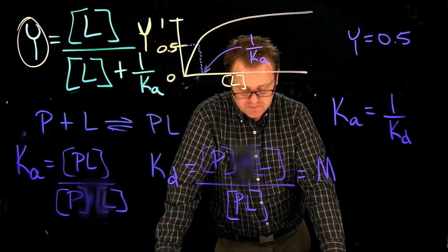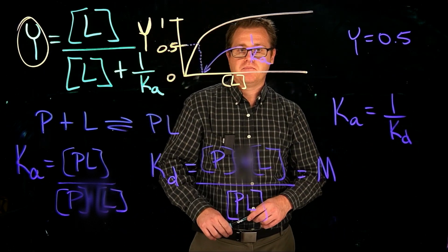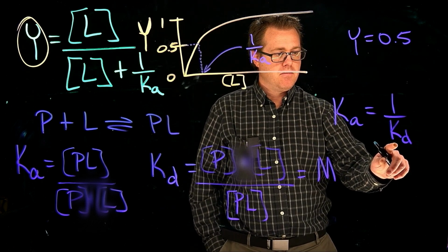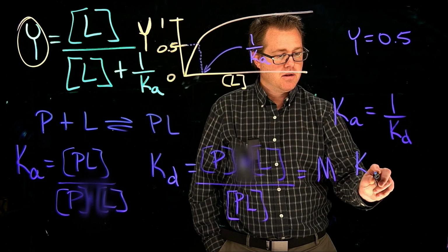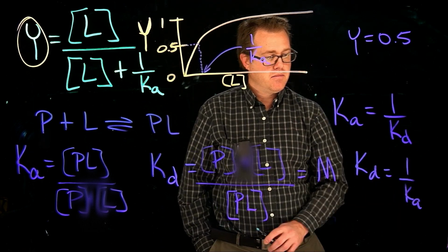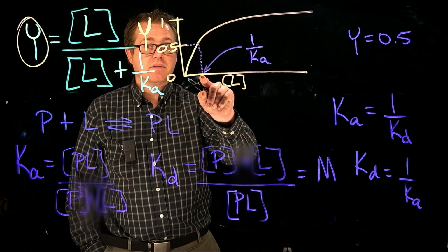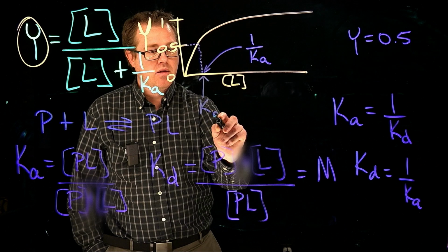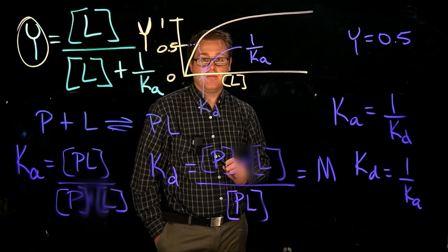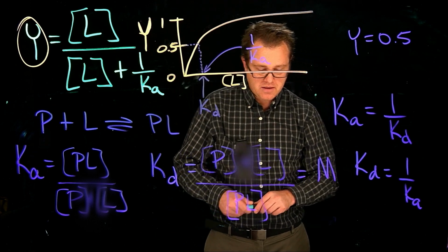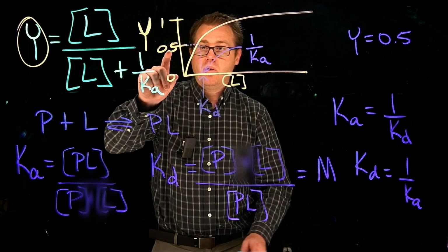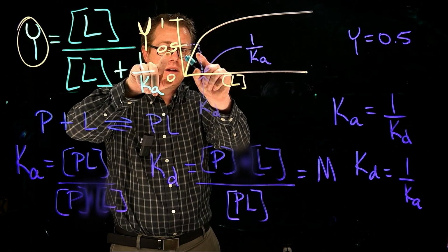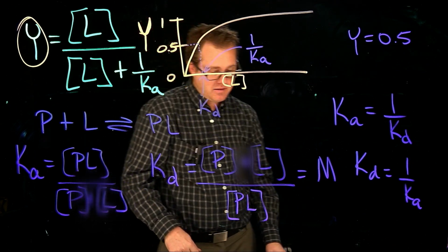So let's take a look here. What does Kd equal? If we solve this equation, Kd equals 1 over Ka. And I just said that this point right here is 1 over Ka. So that point is also the Kd, the dissociation constant. So when y equals 0.5, we extrapolate over on the graph, come down, and this is the Kd right there.